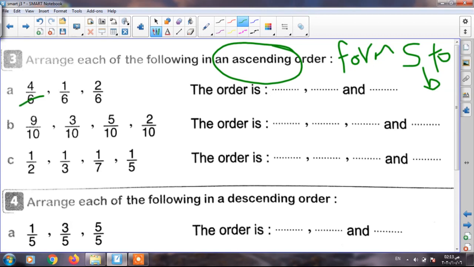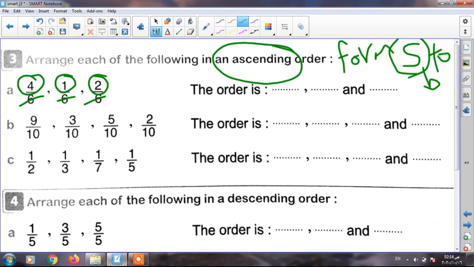I will compare between the numerators. Here I have 4 and 2 and 1, and I want to arrange from the smallest to the biggest. Where is the smallest one here? Pay attention. Here I have the same denominator. It means the fraction with the greatest numerator is the greater.